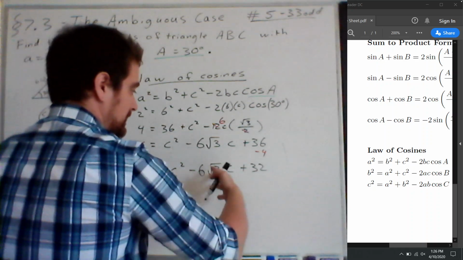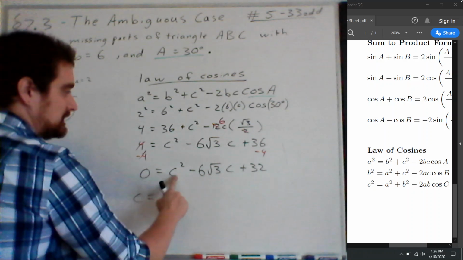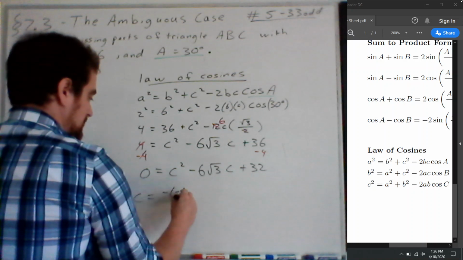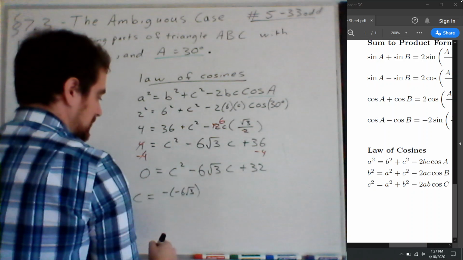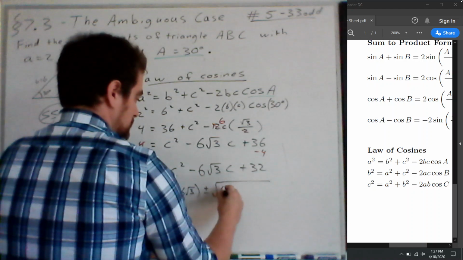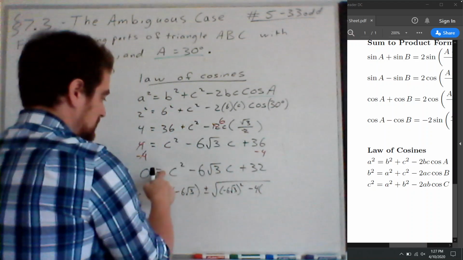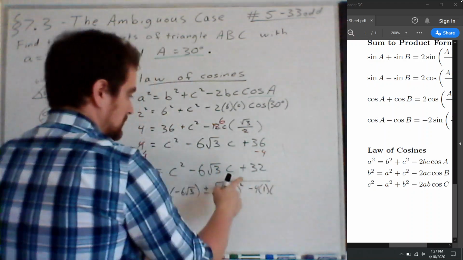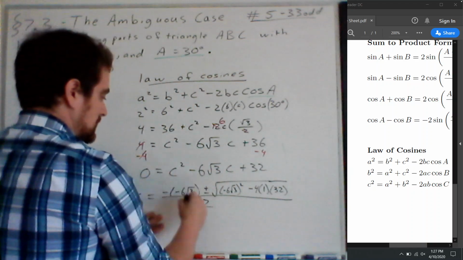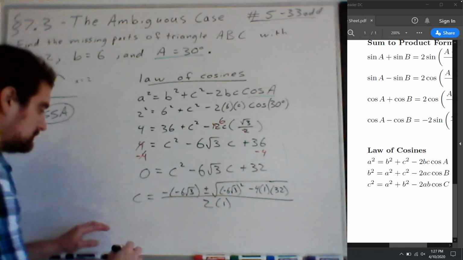Now, if this is x squared minus something x plus something, we would say x equals, but we're not dealing with x, we're dealing with c as the unknown here. So c is equal to negative b, so it's negative 6 root 3, plus or minus the square root of b squared, so it's negative 6 root 3 squared, minus 4 times, in this case, a, my leading coefficient, is 1, times c is 36, all over 2a, in this case, a is just 1. Again, a lot more cumbersome to deal with, but still gives us something.